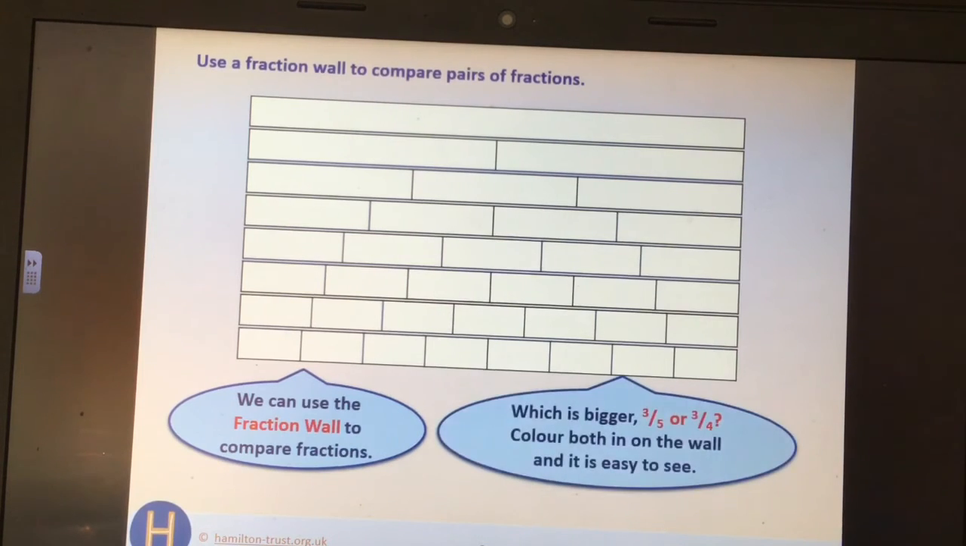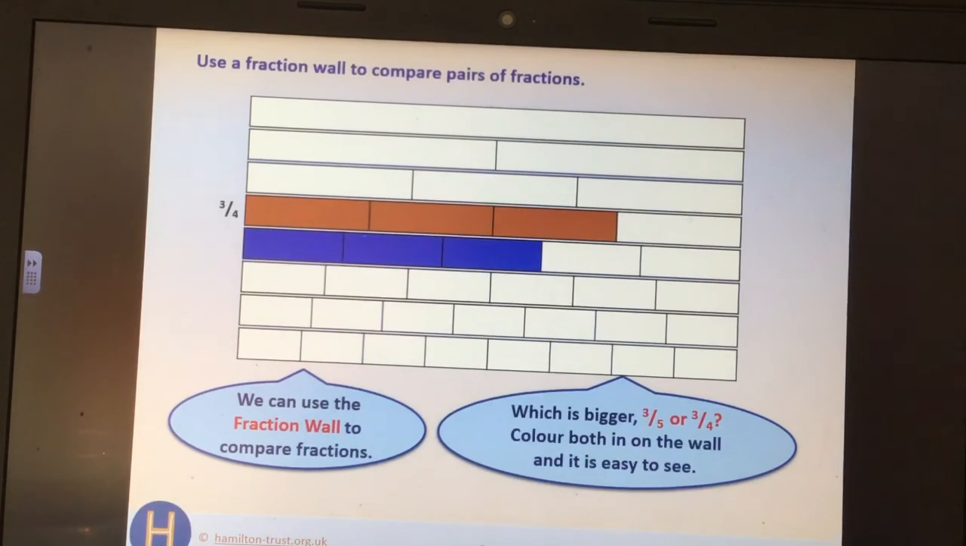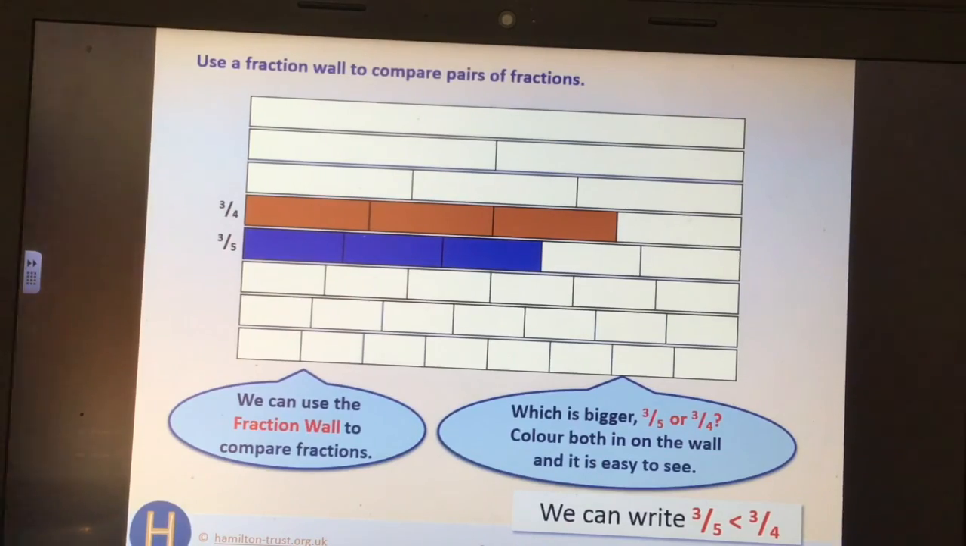Okay, let's try another one. Which is bigger, 3/5 or 3/4? Again, pause this if you want to have a go yourself, if you have a fraction wall printed up. No worries if not. Colour both in on the wall and see how easy it is to see. There are 3/5 and there are 3/4. And we can write 3/5 is less than 3/4.